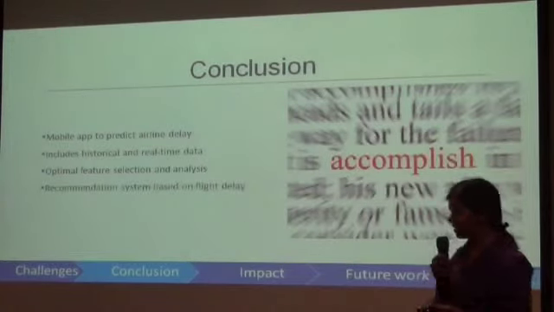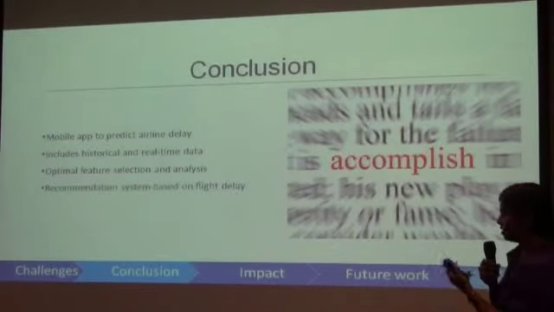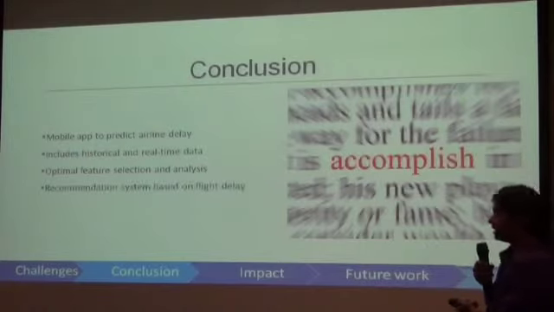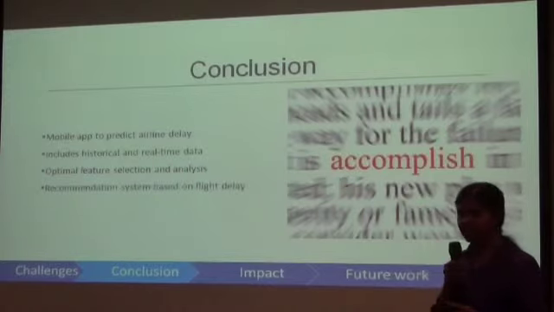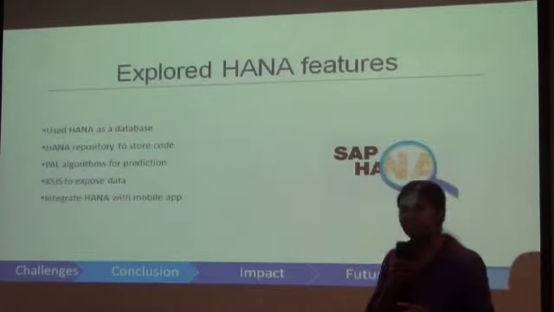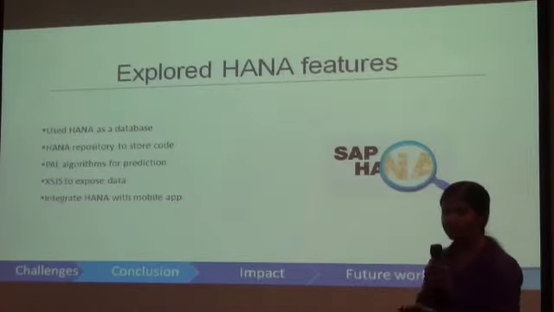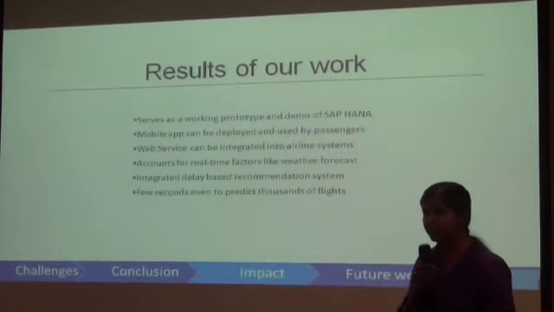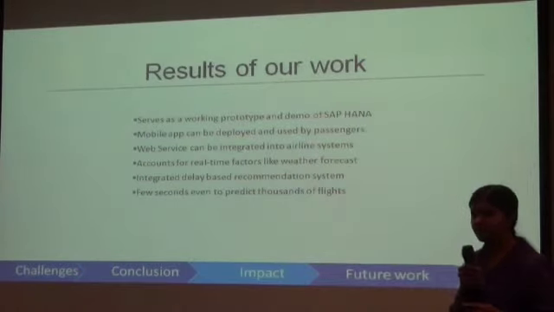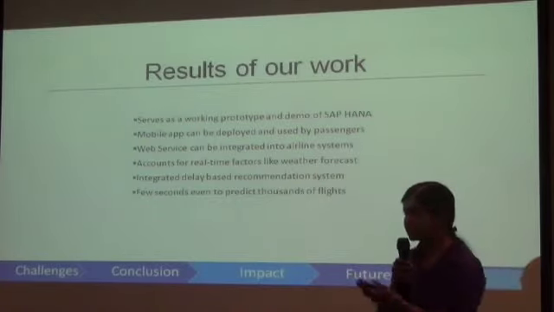So what we did basically was a mobile app to predict airline delay, which included historical and real-time data. We made use of some optimal feature selection and analysis and created a recommendation system based on flight delay. We also explored various HANA features, not just HANA as a database, but also as a code repository, as a predictive analysis library, using XSJS to expose the data, and also integrating HANA with the mobile app. Our result serves as a working prototype demo of HANA, and the mobile application itself can be used.